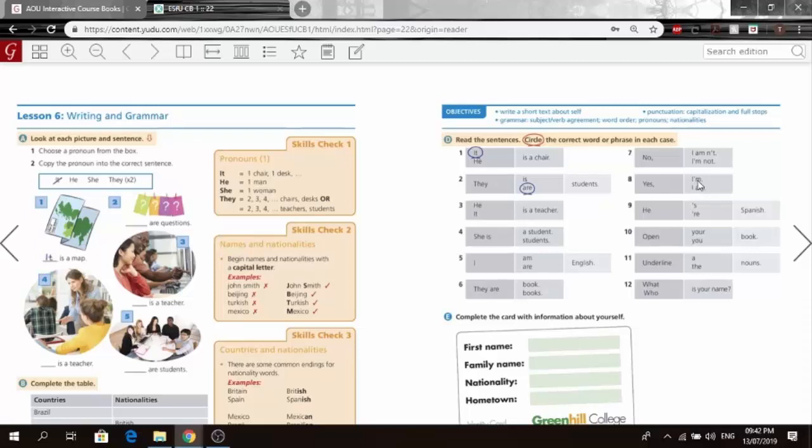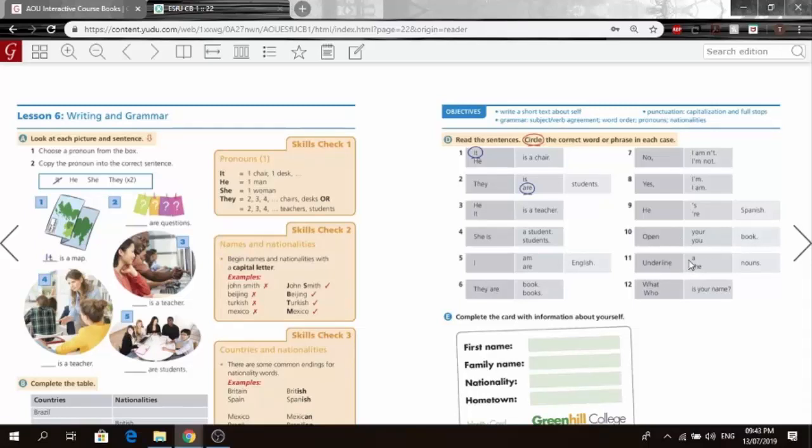I use I'm in the beginning of a sentence. I can't say yes, I'm. However, I could say, I'm rich, I'm broke. You get the idea. Number 9 is he are, or he is. Obviously you can never use he with are, so he's Spanish. Open you book, or open your book. Obviously we said your here means something that belongs to you, so open your book.